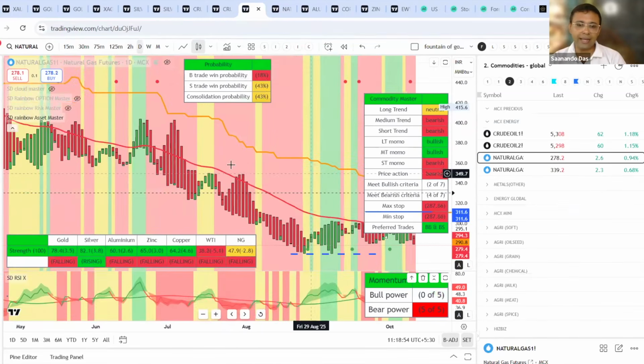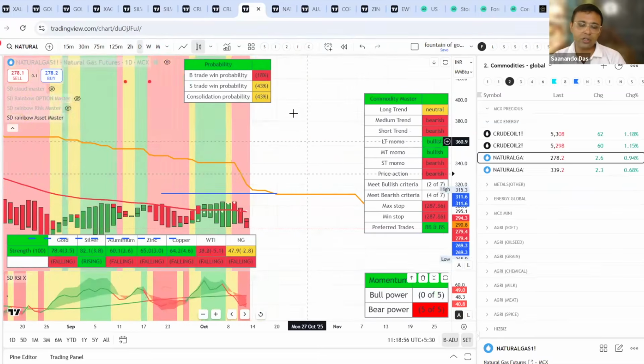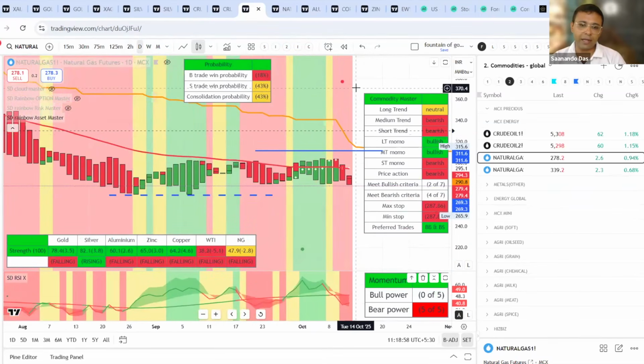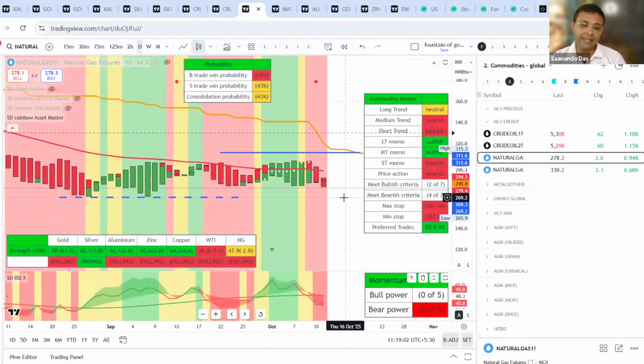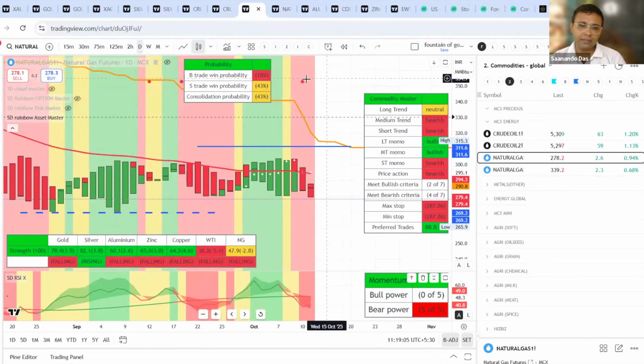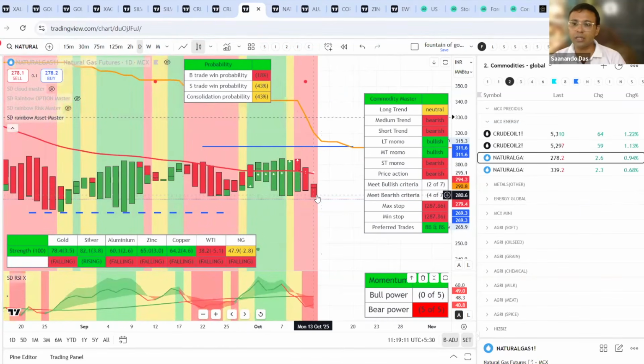नाउ वी आर गोइंग टू द नेचुरल गैस. नेचुरल गैस लास्ट वीडियो में मैंने हाईलाइट किया था कि प्राइस कैन कम बैक टुवर्ड्स दिस लेवल. इट डिड कम बैक. सेल सिग्नल तो जरूर है, बट व्हाइट क्रॉस आउटसाइड द बॉडी which is signaling कि शायद selling pressure strong नहीं है. The candle may not be as bearish as it seems. White cross serves as a warning.